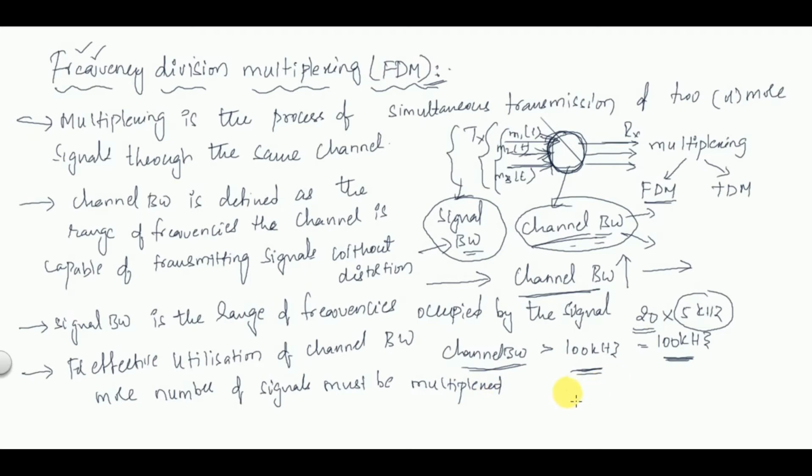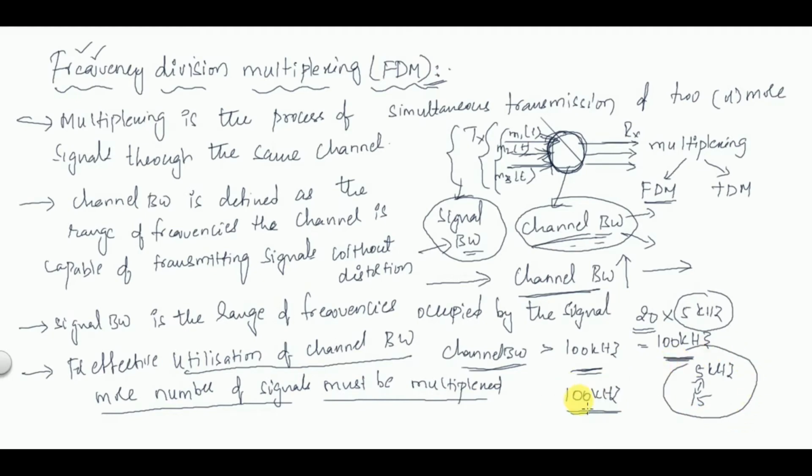Okay, so if the channel bandwidth is suppose 100 kilohertz and each signal bandwidth, that is message signal bandwidth, is 5 kilohertz, and you are transmitting only 15 signals like this, so total bandwidth of the signals is only 75 kilohertz, and 25 kilohertz of the channel bandwidth is being wasted. So for effective utilization of channel bandwidth, more number of signals must be multiplexed. In this case 25 kilohertz of the bandwidth of the channel is being wasted because we are transmitting fewer signals than expected.